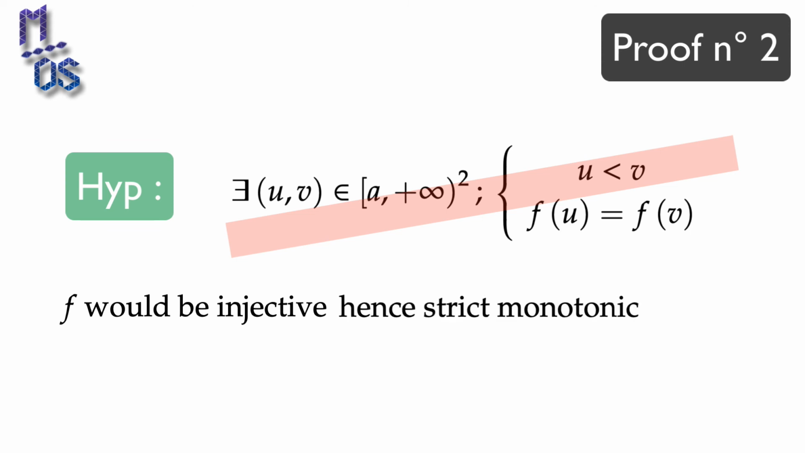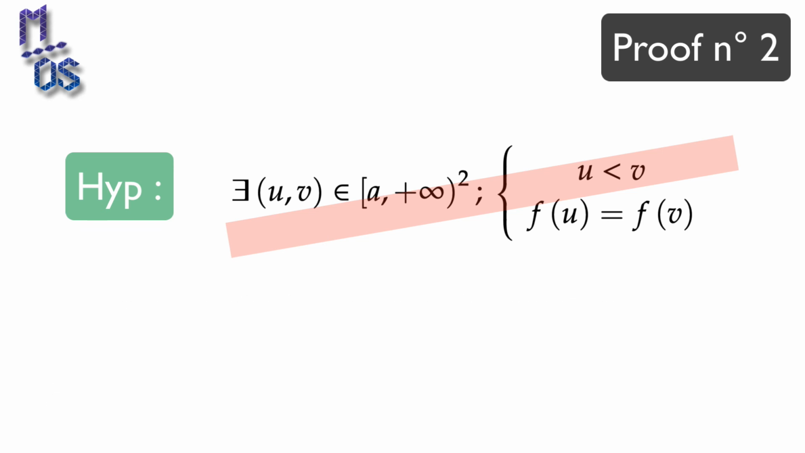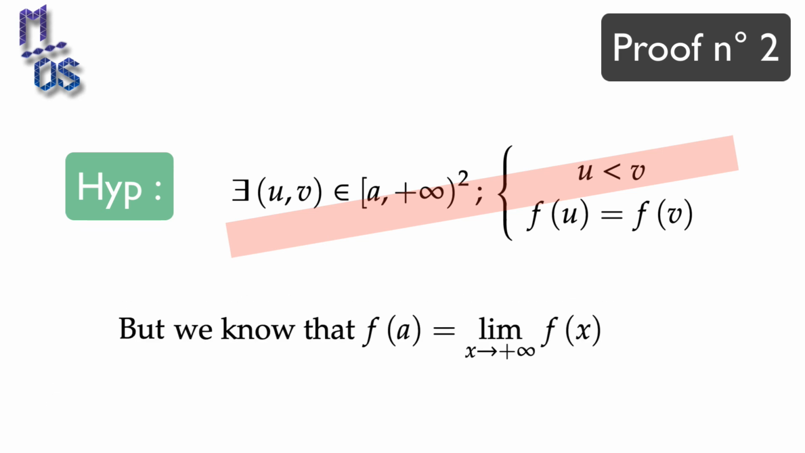But this cannot be the case, because if f was increasing, then we would have the following inequality. And if f was decreasing, then we would have the reversed inequality. And we have assumed from the beginning that f of a is equal to the limit of f at infinity. So we are done. And we have reached the desired contradiction.